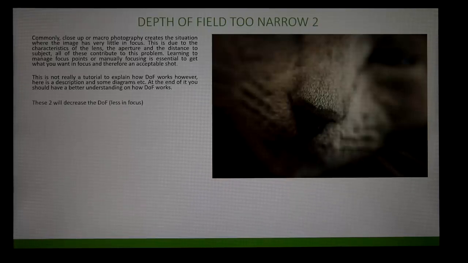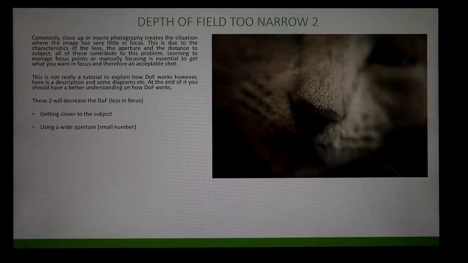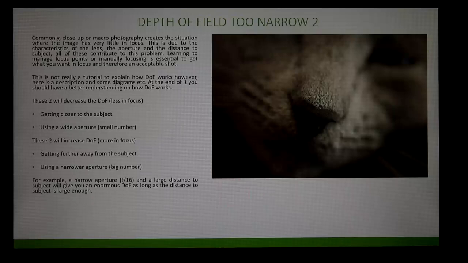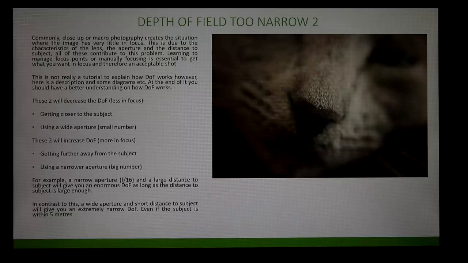These two will decrease the depth of field, less in focus: getting closer to the subject, and using a wide aperture, smaller number. These two will increase depth of field, more in focus: getting further away from the subject, and using a narrower aperture, larger number. For example, a narrow aperture, f/16, and a large distance to subject will give you an enormous depth of field, as long as the distance to subject is large enough. In contrast to this, a wide aperture and short distance to subject will give you an extremely narrow depth of field, even if the subject is within 3 or 4 meters.